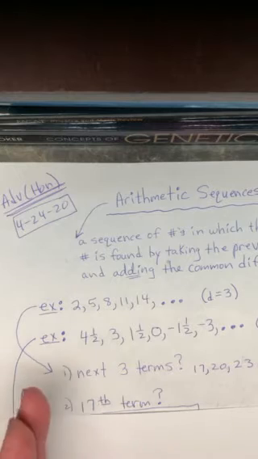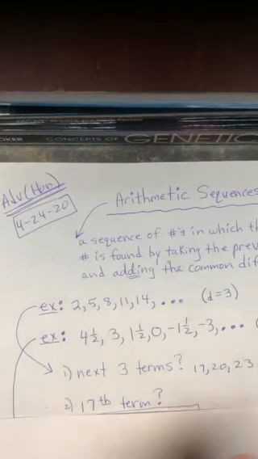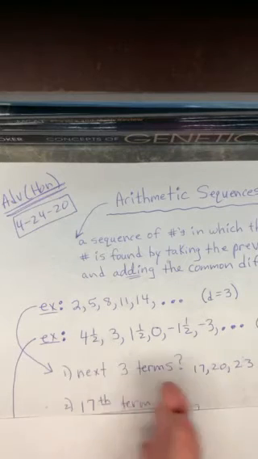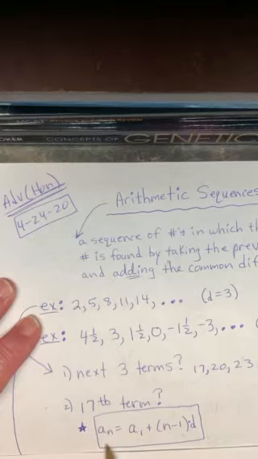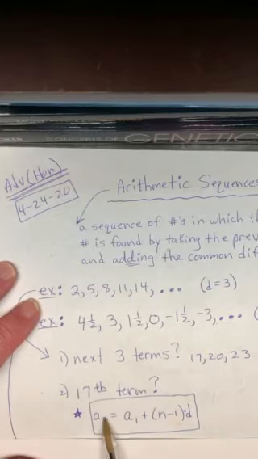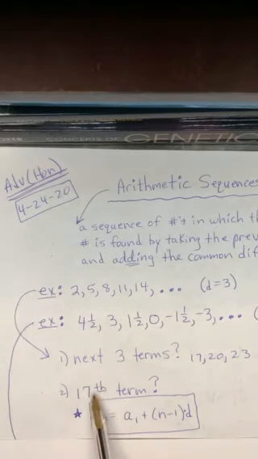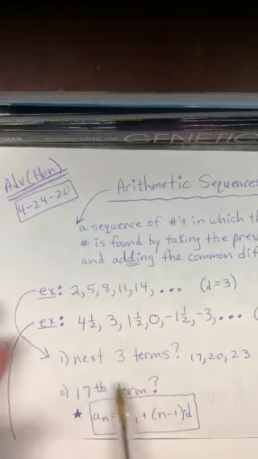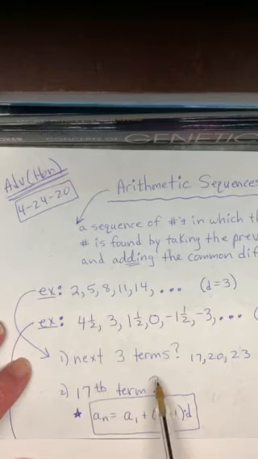So, to find the 17th term, or the 28th term, or the 86th term, whatever term they ask you to find, put a star and a big box around this critical formula, okay? You're going to write a sub n. So I'm not finding the 17th term here. I'm trying to find the nth term. They could have said 17th. They could have said the 26th. They could have said the 85th.